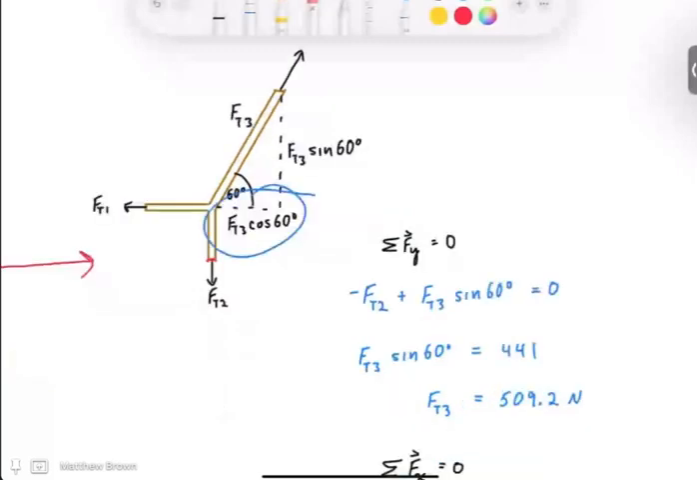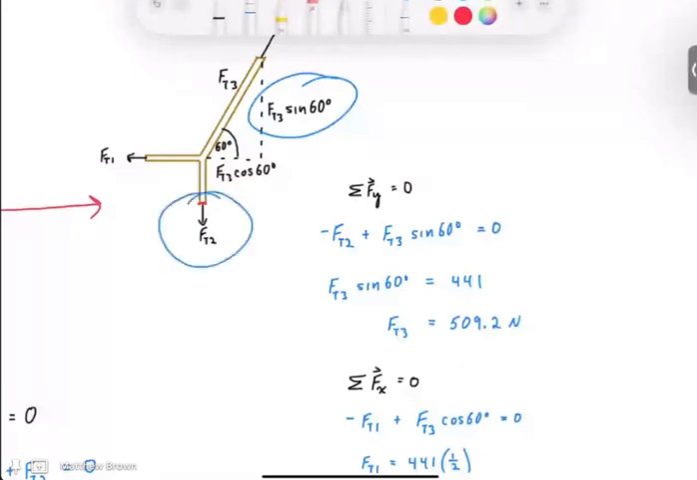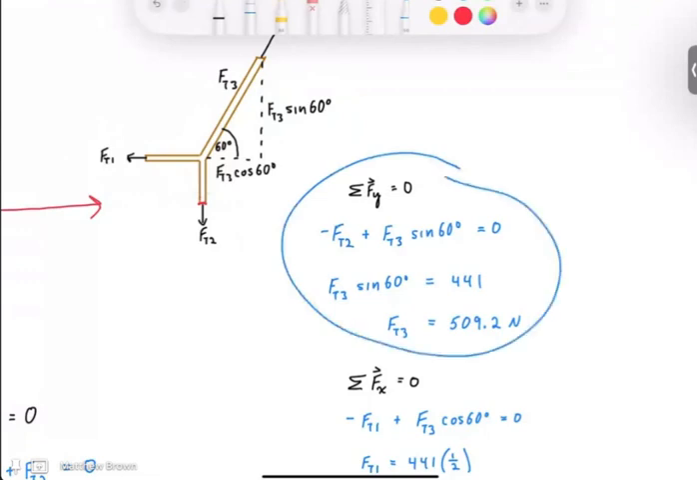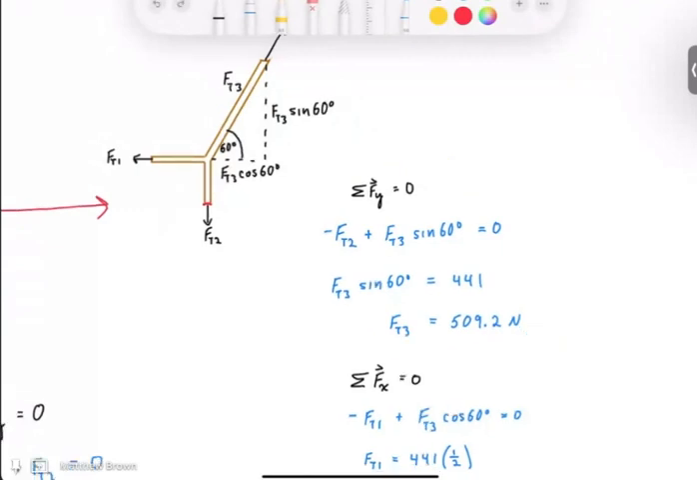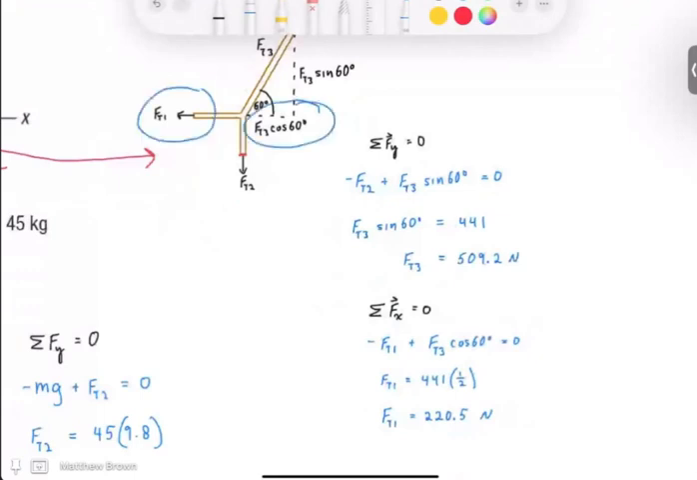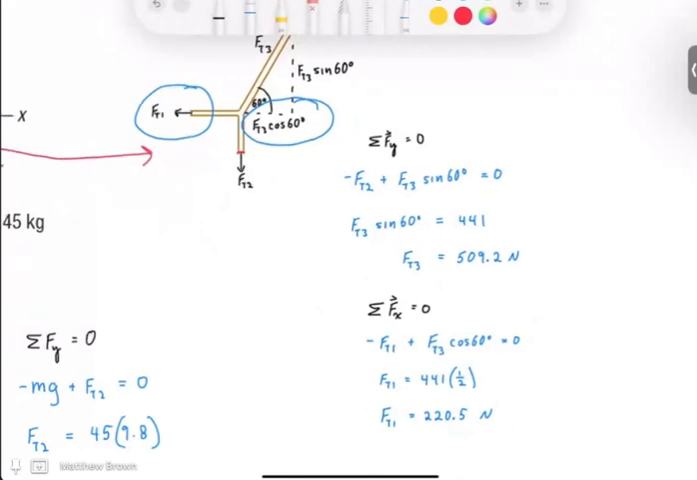So anyway, when I look at y, I only have this and that. Set those equal to 0, and I can find FT3. That's the first thing I do over here. I figure out that FT3 has to be 509.2. And now that I know FT3, I can use the x component of FT3 and FT1, which is entirely in the x direction, and set those equal to 0, because again, this thing isn't moving in the x direction either. And that's what I do down here at the bottom.